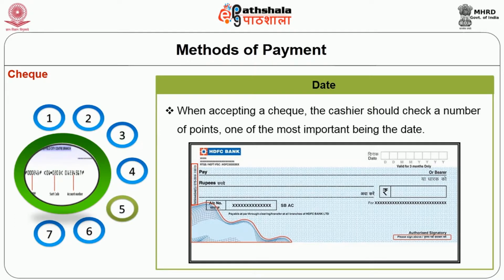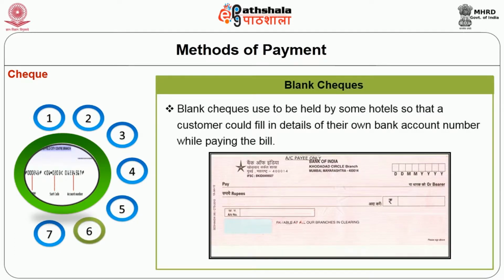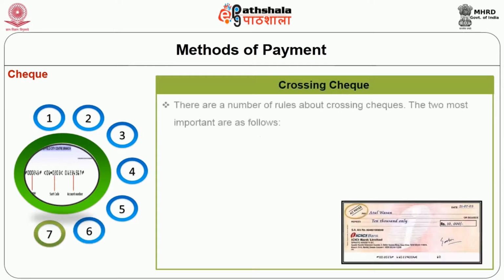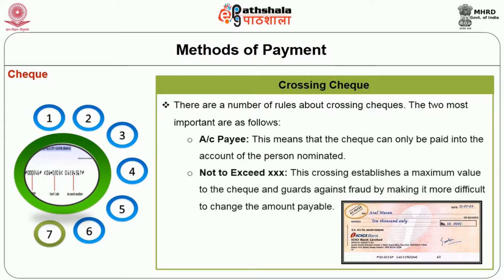Blank checks are usually given and held by some hotels so that the customer can fill in the details of their own bank account number while paying the bill. And crossing the check is also another important thing that should be noted. The two most important things followed here are the words account payee written. This means that the check can only be paid into the account of the person nominated, not to exceed the amount mentioned on the check. This crossing establishes a maximum value for the check and guards against fraudulent practices that may happen during transactions.